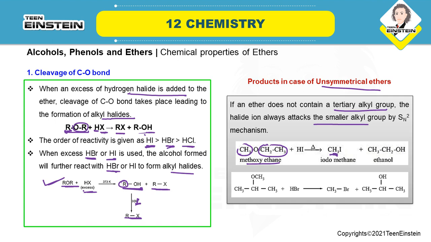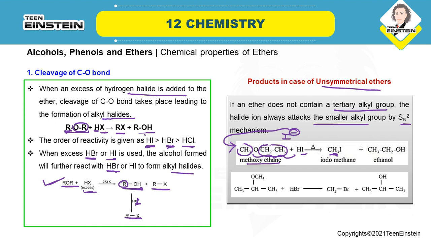So you will get iodomethane and ethanol, not the other combination, that is CH3OH and CH3CH2I, that you will not get. Because here, as it is SN2 mechanism, the I minus will always prefer to attack the small alkyl group, and this OCH2CH3 part will be removed as if it is the leaving group. Remember the mechanism of SN2? The nucleophile attacks the carbon and the leaving group is removed. So here the leaving group is OCH2CH3.